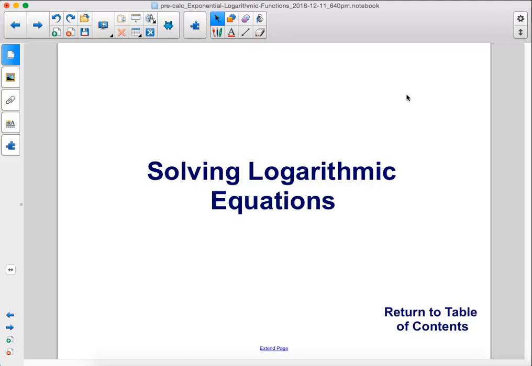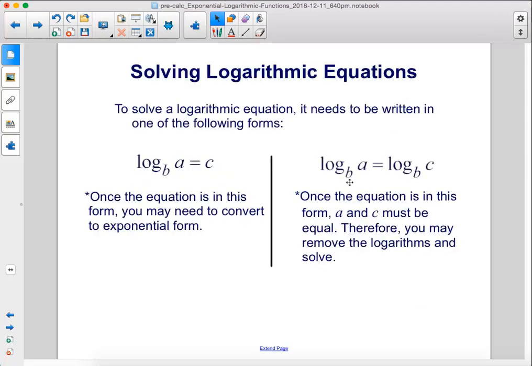Solving logarithmic equations. To solve a logarithmic equation, it needs to be written in one of the following forms. Log base b of a equals c. Once the equation is in this form, you may need to convert to exponential form.